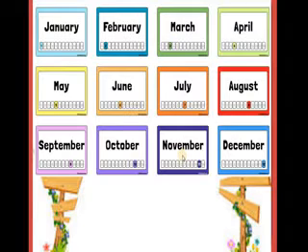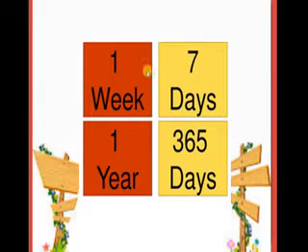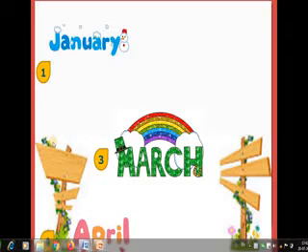What comes after November? December, which is the third month. Look at the chart. Okay, this is the third month, March. Correct. So we are going to move on to the next. 1 week has 7 days, and now we are going to learn the spellings of the months.